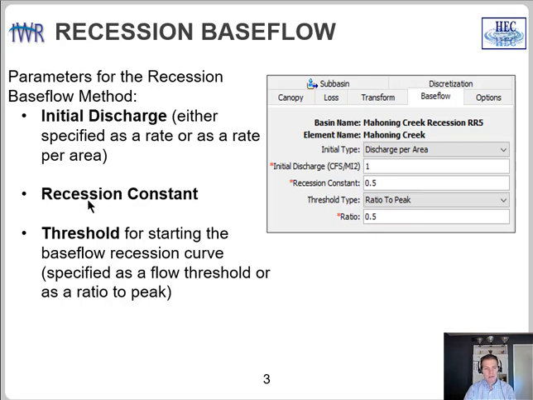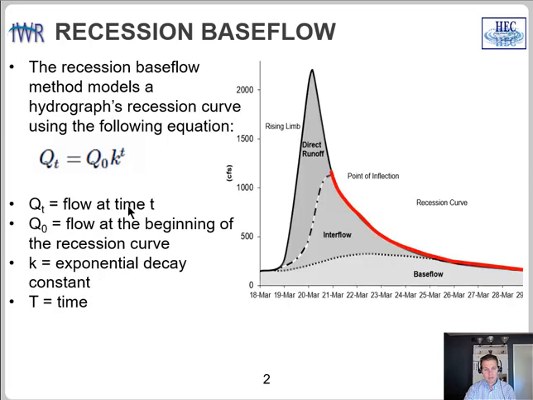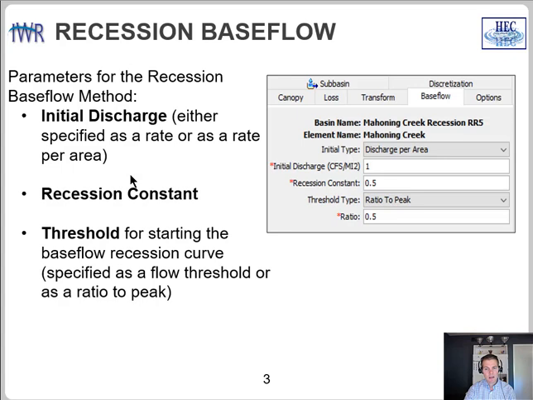The next parameter is the recession constant. Back to the original equation, that k value is the exponential decay constant. The user has to specify this recession constant. And finally, there is a threshold parameter. This threshold parameter is what the program uses to begin the exponential recession on the receding limb. You can either specify a threshold flow or a ratio to peak.